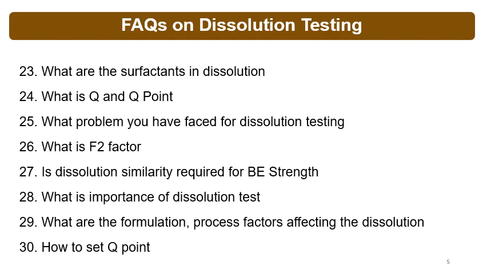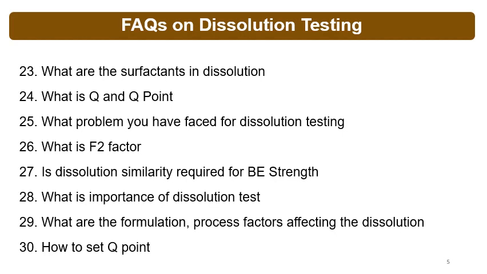What are the surfactants in dissolution? Generally, sodium lauryl sulfate (SLS) and polysorbates are used as surfactants. Whenever the formulation contains low soluble drug substances, that time to achieve the sink condition, surfactants are used.